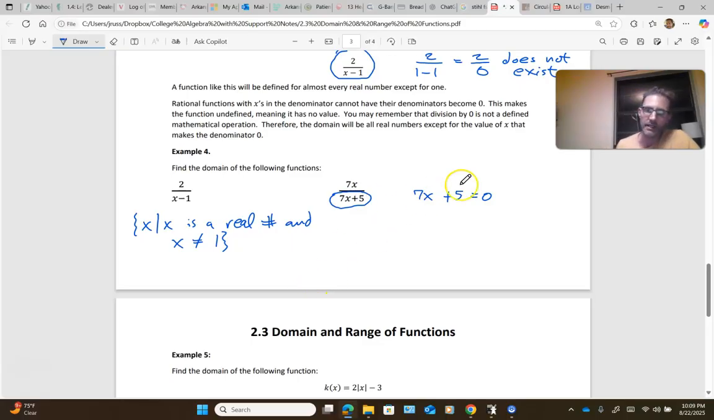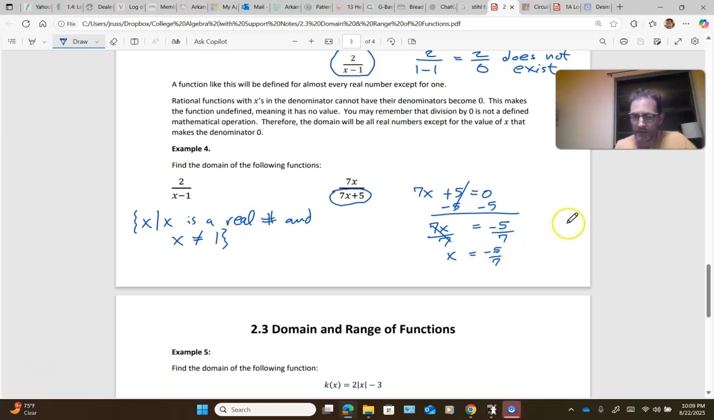Okay, so in other words, I need to solve this equation for x. So I'll do it by subtracting 5 from both sides. If I do that, I'll end up with 7x is equal to negative 5, and then I'll divide both sides by 7, and I'll end up with x is equal to negative 5/7, so a fraction. So it's a fractional value that makes this denominator 0. And so because of that, it's this fractional value that we must exclude from the domain. So the domain will be all real numbers except for -5/7.